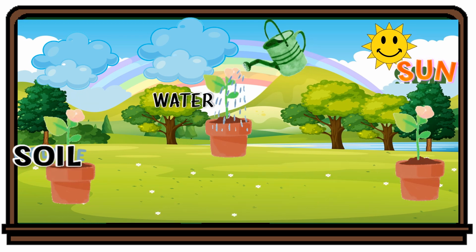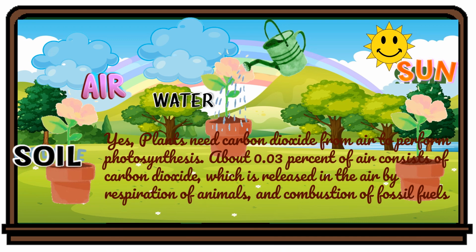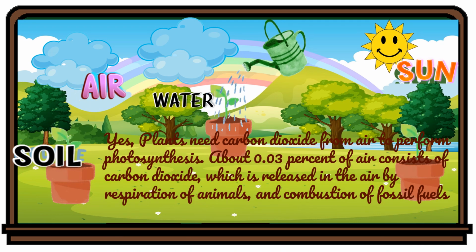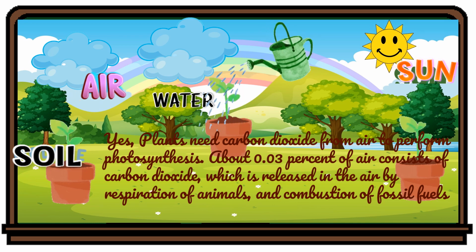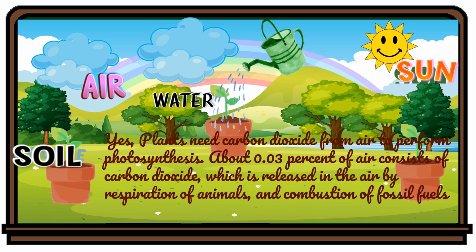Plants produce oxygen. Do they still need air? Yes. Plants need carbon dioxide from air to perform photosynthesis. About 0.03% of air consists of carbon dioxide, which is released in the air by respiration of animals and combustion of fossil fuels.